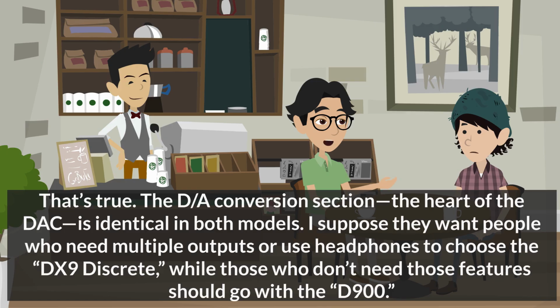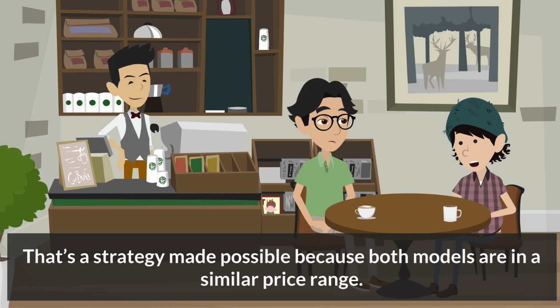That's true. The DA conversion section, the heart of the DAC, is identical in both models. I suppose they want people who need multiple outputs or use headphones to choose the DX9 Discrete, while those who don't need those features should go with the D900. That's a strategy made possible because both models are in a similar price range.